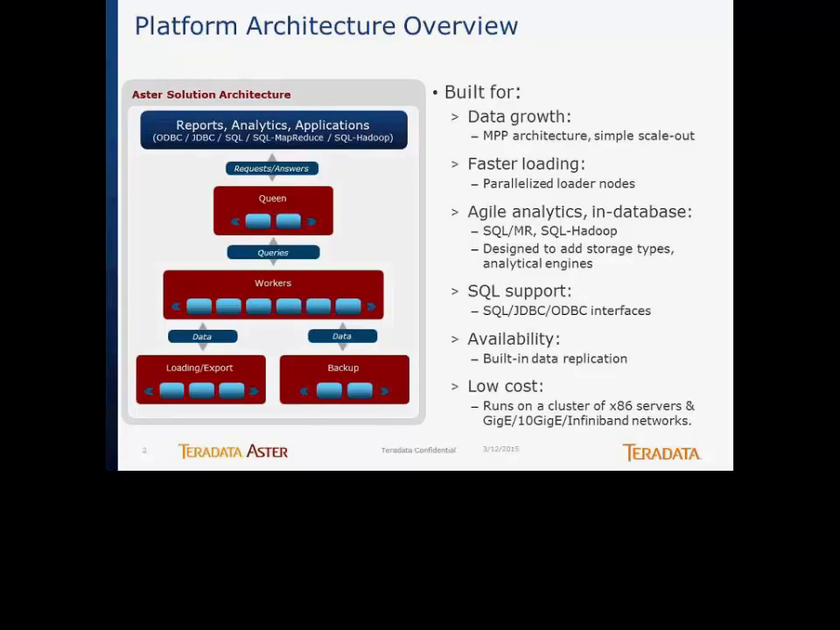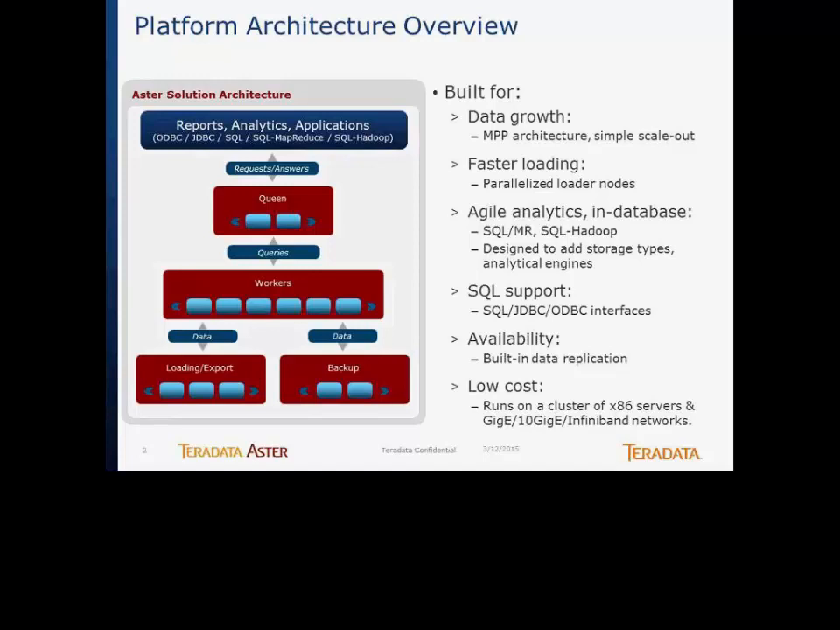So Aster comprises 3 different tiers, as you can see here: the queen nodes, the worker nodes, and the loader nodes. When I say queen node, it's a master node that coordinates the whole activity on the system. The worker nodes are the ones doing the heavy lifting of the processing of data. And the loader nodes are a set of nodes that speeds up your loading throughput. So these are the 3 components, or the 3 tiers, and I'll be talking about them in a little bit more detail.